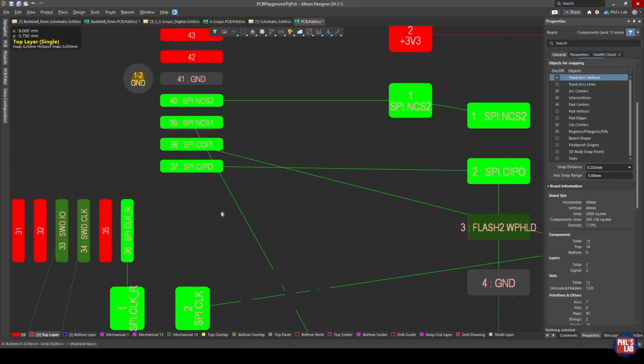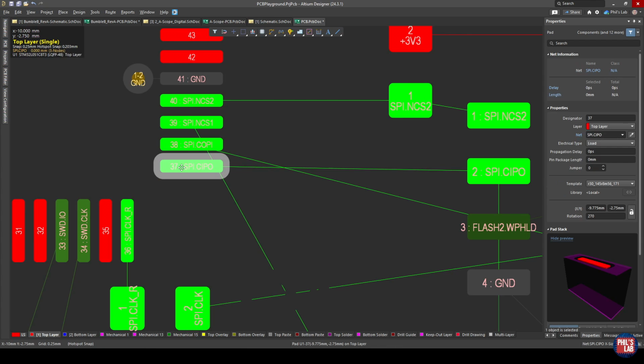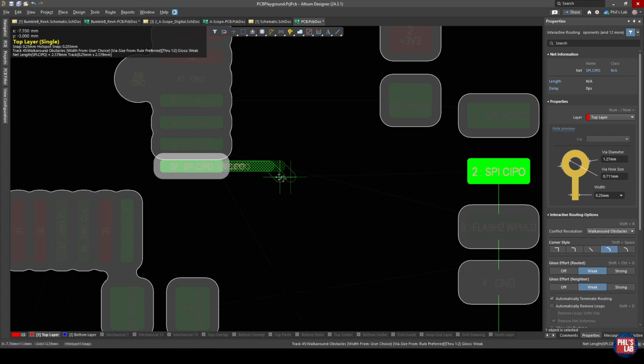In terms of routing trace widths, unless you're routing with controlled impedance, I typically do something that's easily manufacturable. For example, if I route out of this CIPO pin, it might be as wide as about that LQFP pad, and that's about 0.25, 0.3 millimeters.